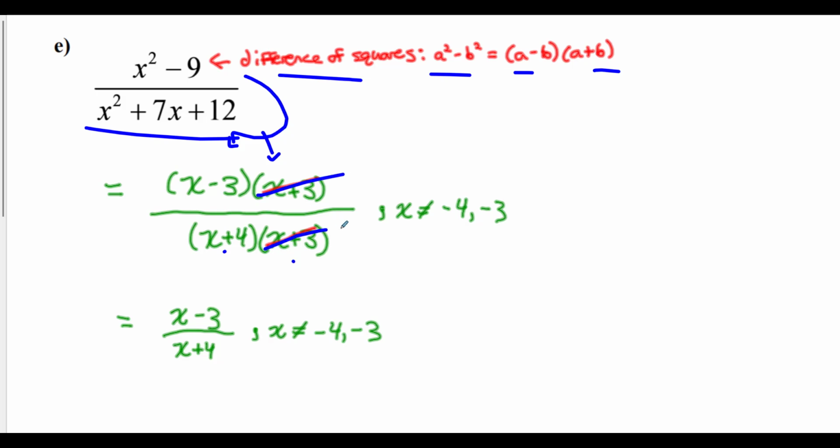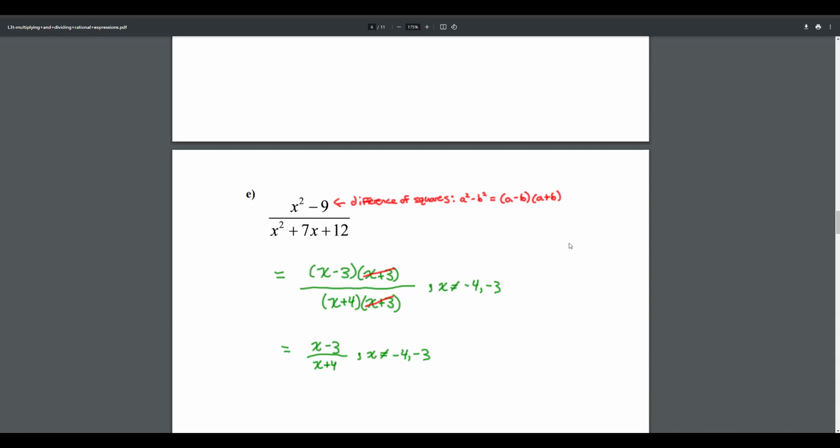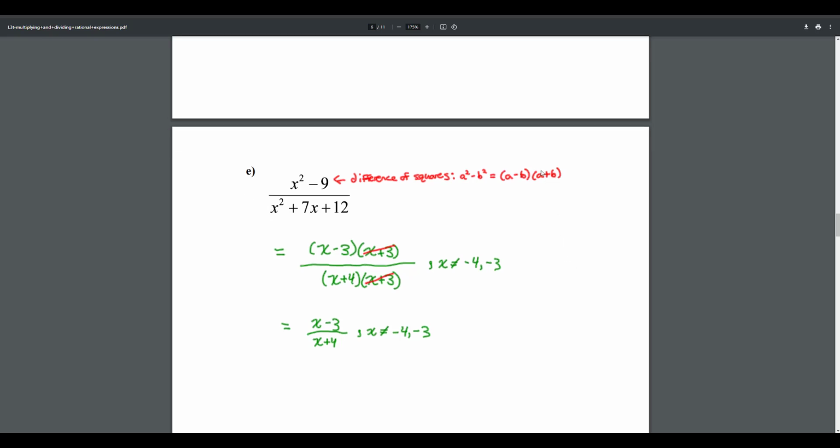And as you can see, the common factors cancel out, and we are left with x minus 3 over x plus 4 with two restrictions. x cannot equal -4 from this factor here, and x cannot equal -3 from this value here. That's the answer. So that is essentially simplifying rational expressions and stating restrictions.